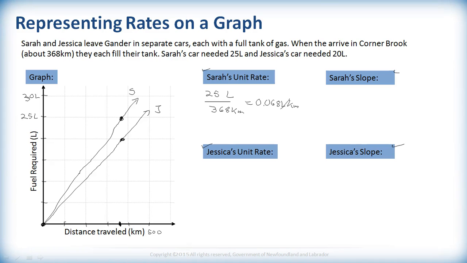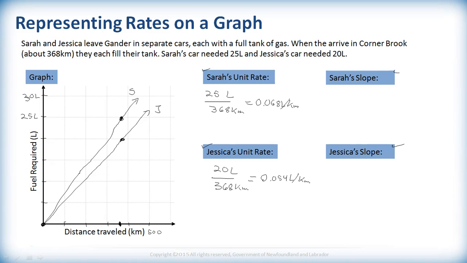And then for Jessica's unit rate, same distance, different amount of fuel used. So it's 20 liters per 368 kilometers. If we simplify that, or just divide the two, we've got 0.054, and that's also going to be in liters per kilometer. Okay, so we can see that Jessica's fuel consumption is less, which is good for Jessica, but we knew that because she only burned 20 liters instead of 25.